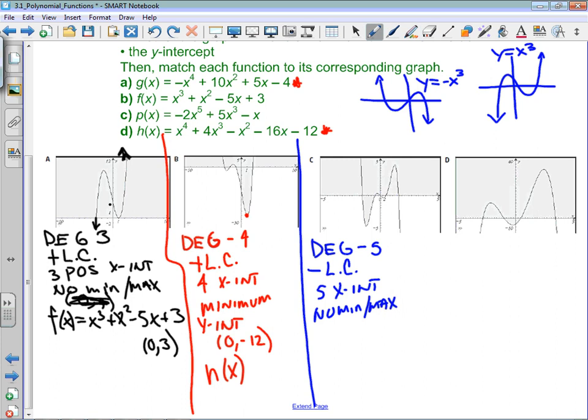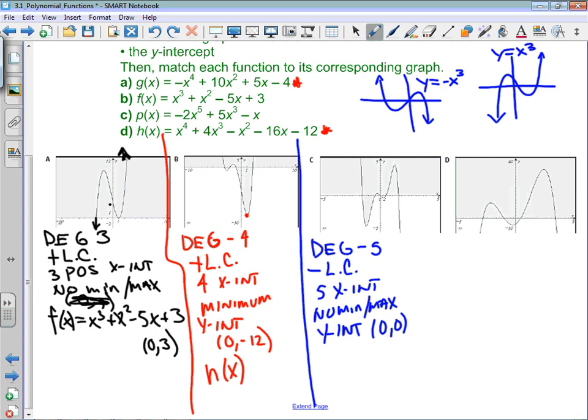All right, the y-intercept. To me, it looks like that's going right through the origin. So the y-intercept is at 0, 0. Now, the one thing I'd like to point out is that the y value at the y-intercept corresponds with the constant when we deal with these functions.